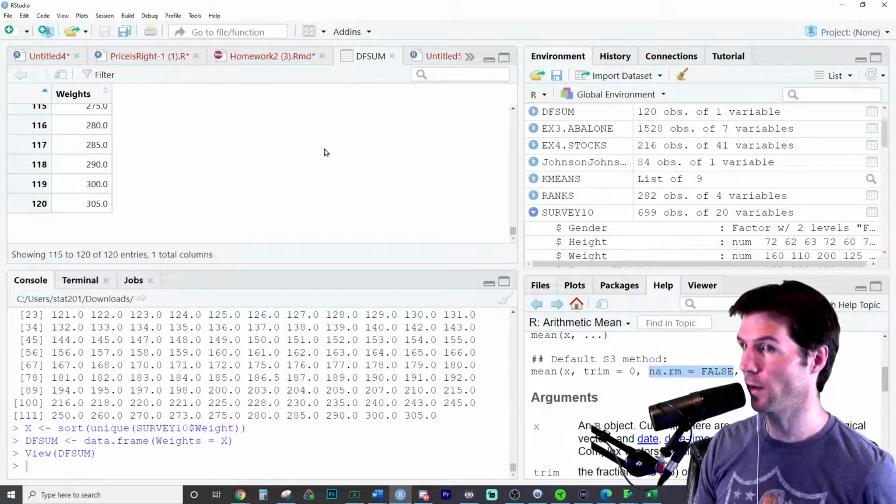It has all the unique values. Now, this is where it gets a little bit confusing because the next part of the code wants us to use a rep.